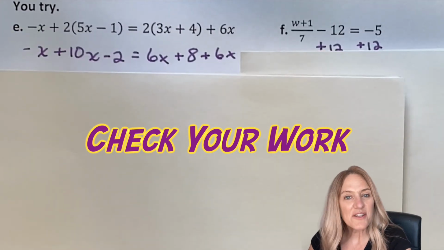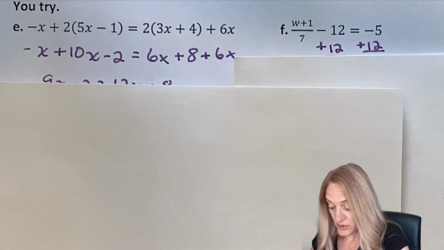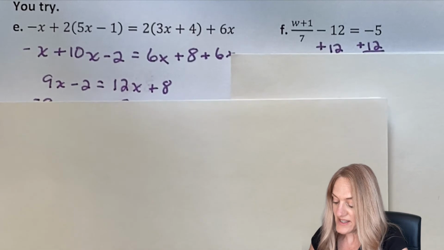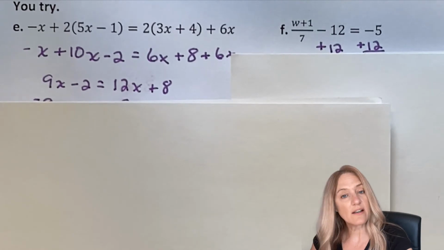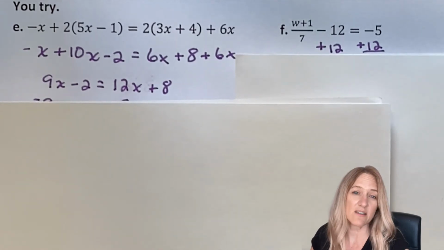All right, let's see how you did. First line, we went ahead and distributed the 2's on both sides. Then we combined like terms, 9x minus 2 equals 12x plus 8. Then of course I want to get the variables together. Technically I can subtract the 9x and move it over, or subtract the 12x and move it over. It doesn't matter, but I always like to keep the coefficient positive if possible.